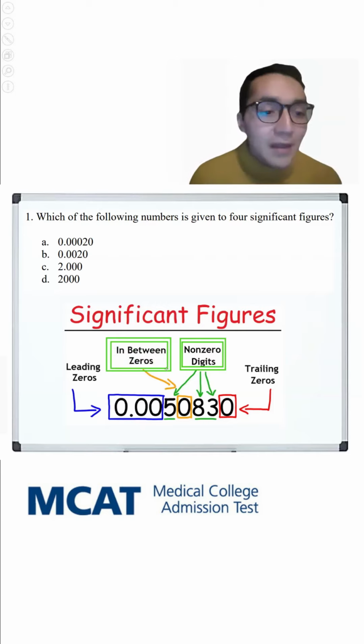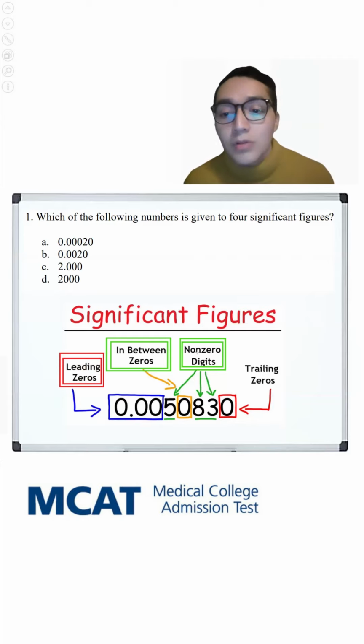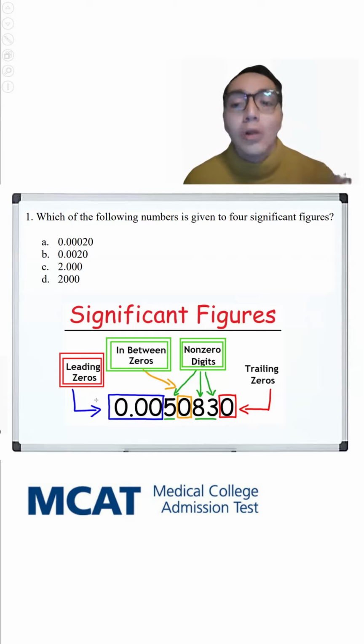Next, we have the leading zeros. The leading zeros represent the zeros before the non-zero digits. In this case, the leading zeros are not considered as significant figures. These zeros are just used as placeholders.